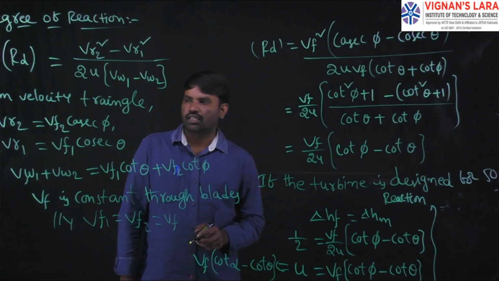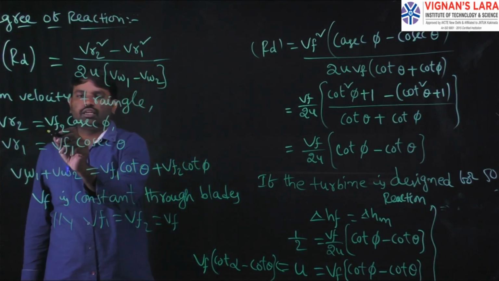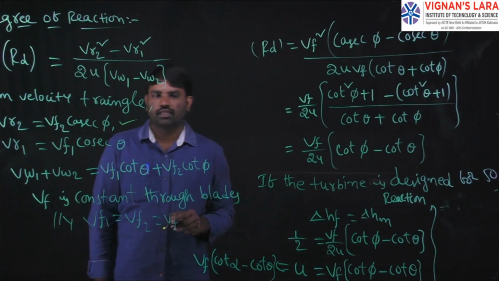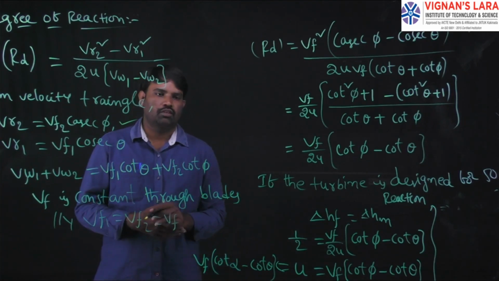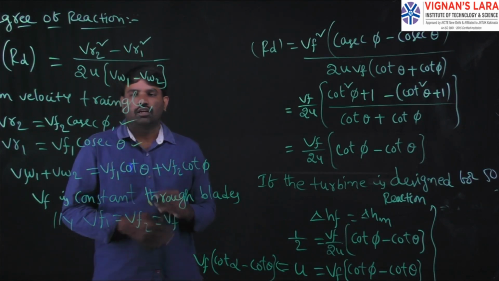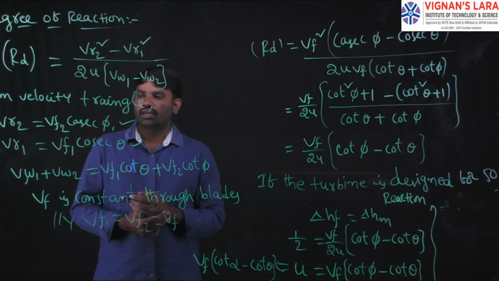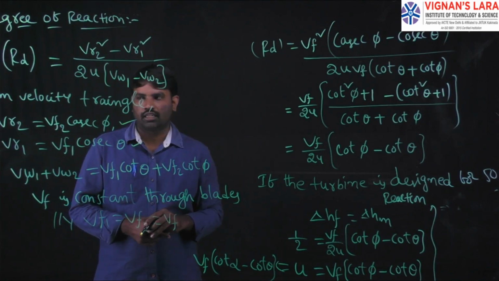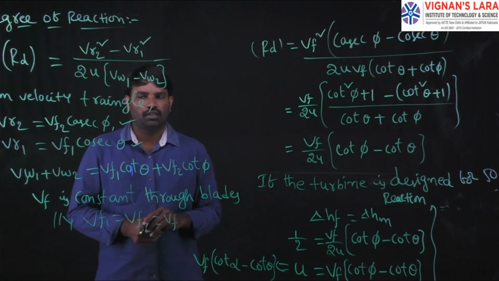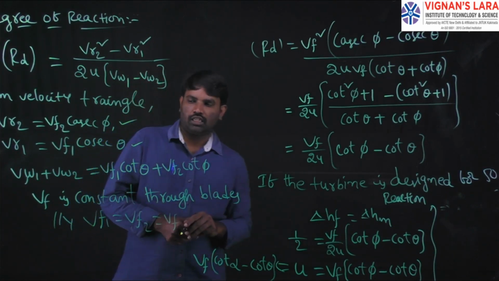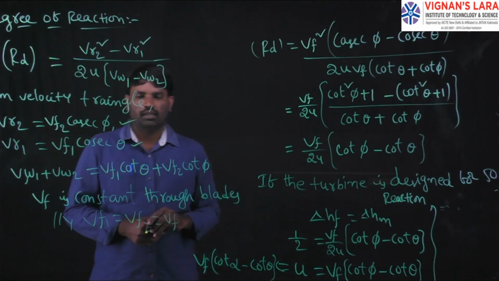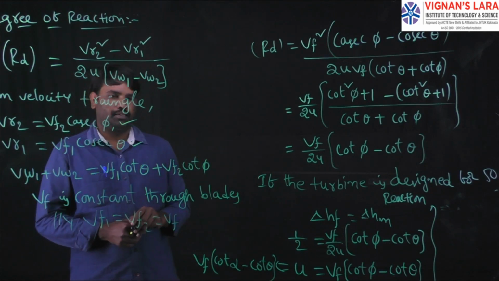Vr2 is equal to Vf2 cos phi. That means Vr2 by Vf2 is equal to cos phi. And Vr1 is equal to Vf1 cosecant theta, and Vr2 is equal to Vf2 cosecant phi. So Vr1 by Vf1 is equal to cosecant theta. And Vw1 plus Vw2 is equal to Vf1 cot theta plus Vf2 cot phi.